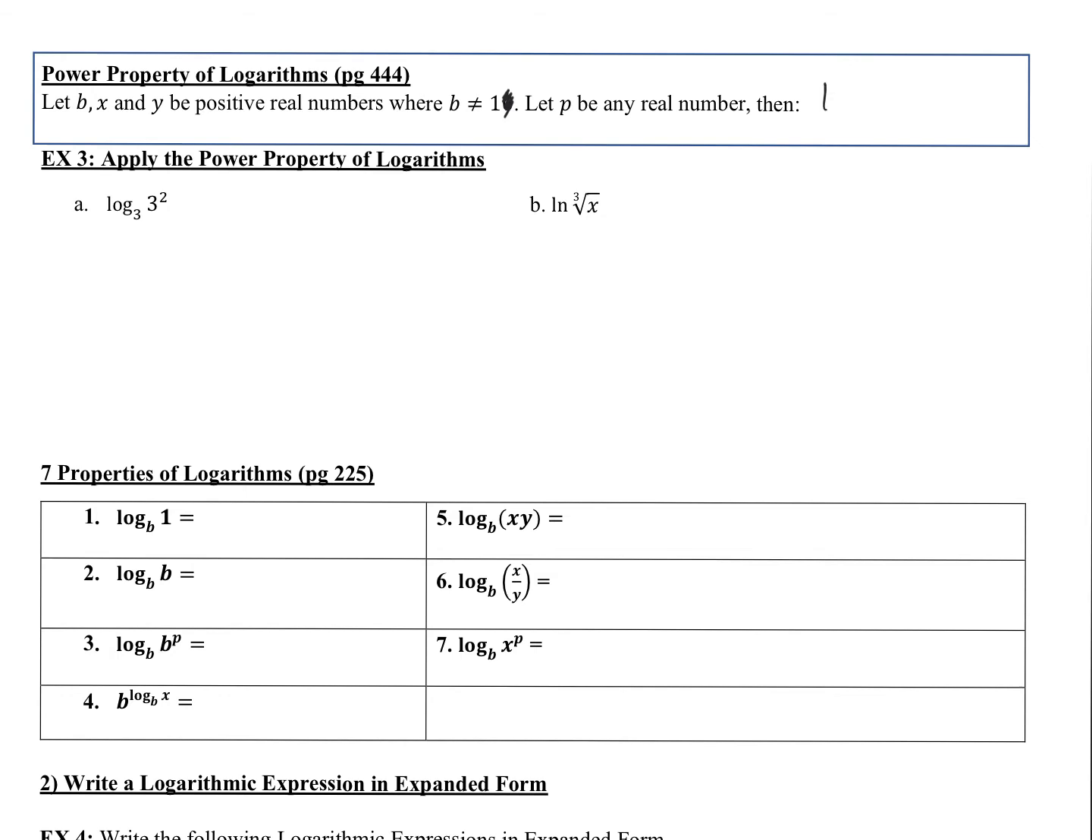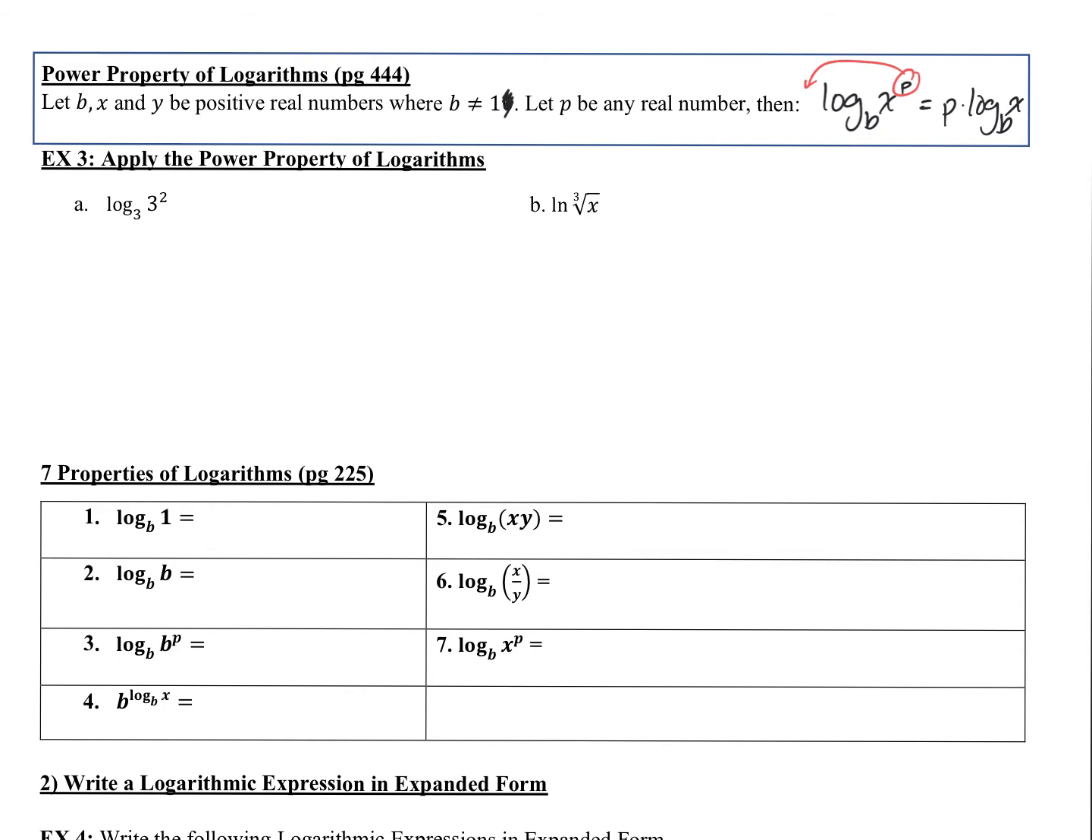Well, log base b of x to the p power, what can we do? Well, we can technically bring the p out front. This is p times log base b of x. Alright, so that is the power rule for logarithms. If you have an exponent on your argument, you can bring it out front and multiply it to your logarithm.